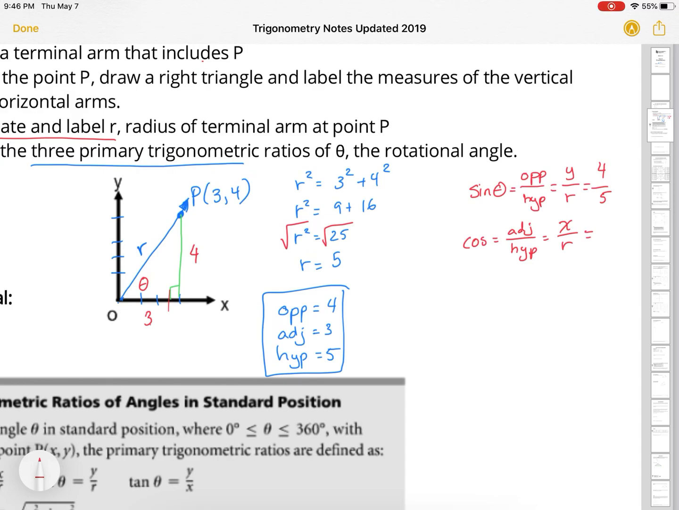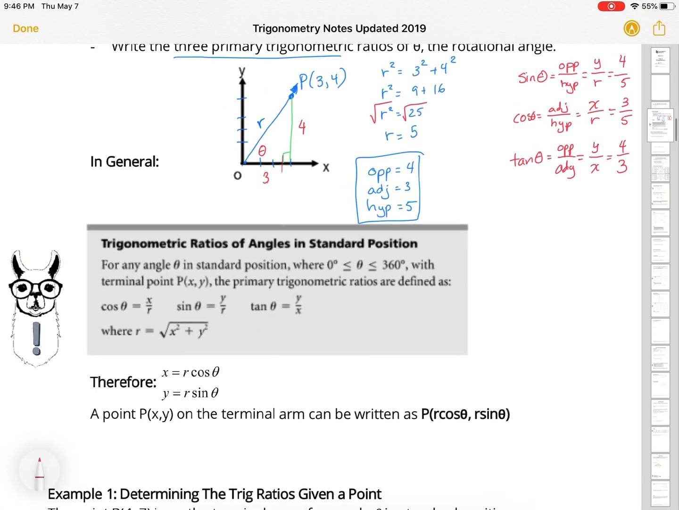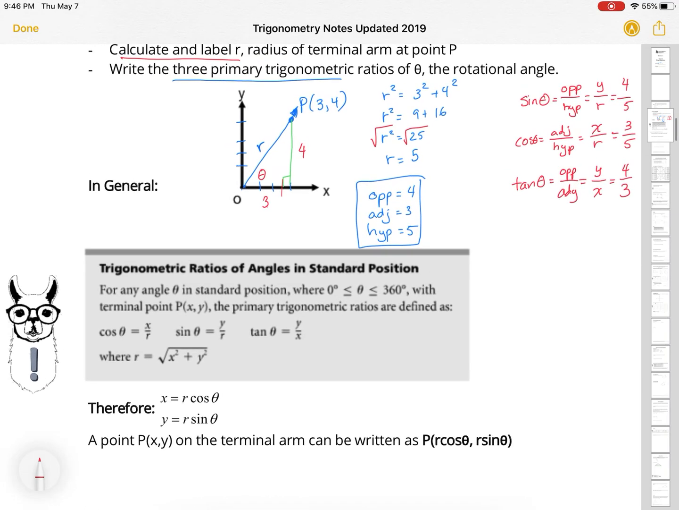Cos theta, which is adjacent over hypotenuse, is the x value over r, which is 3 over 5. And tan theta is opposite over adjacent, so SOHCAHTOA. Opposite is our y value, adjacent is our x value, so that's going to be equal to 4 over 3. So we've figured out the 3 primary trig ratios from those.